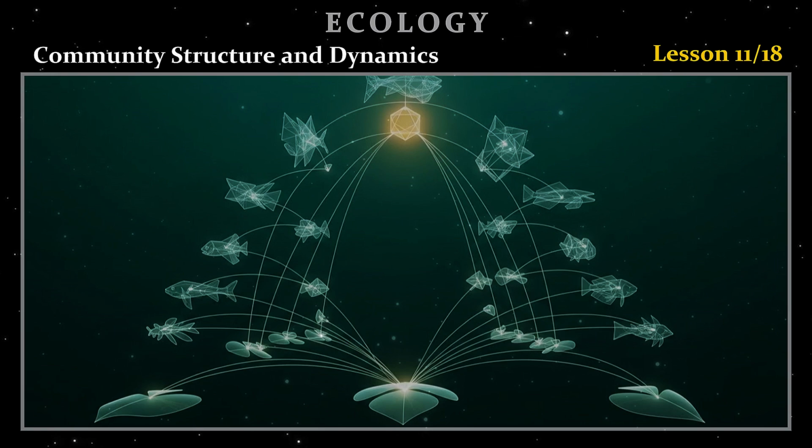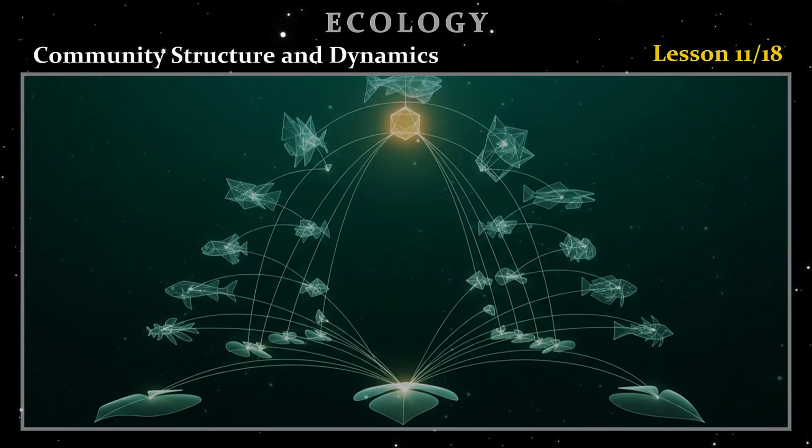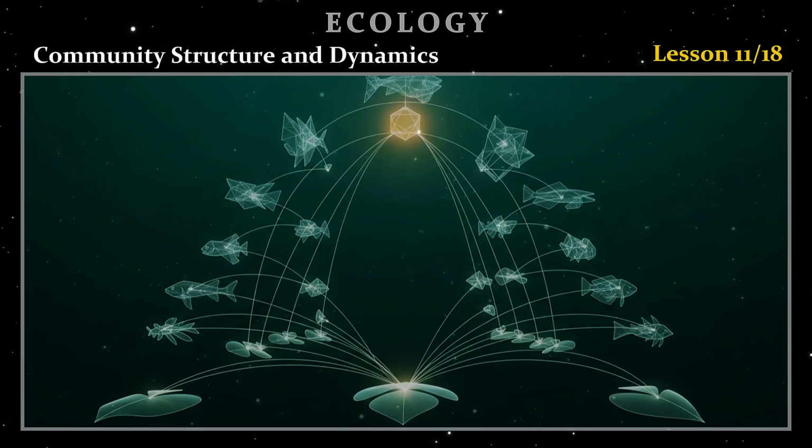Within this community, not all players are equal. Some species have a disproportionately large impact. These are called keystone species. The term comes from architecture. The keystone is the center stone in an arch. If you remove it, the entire arch collapses, even though the stone itself is small.